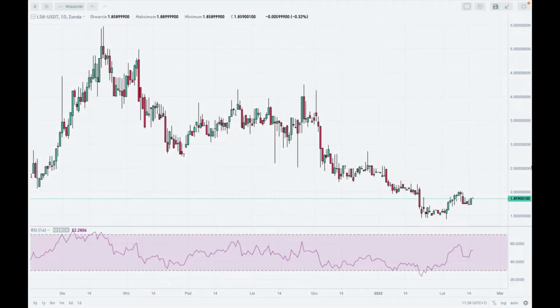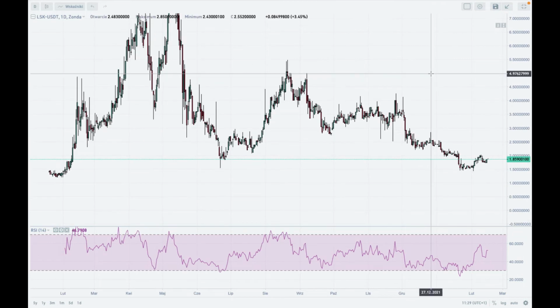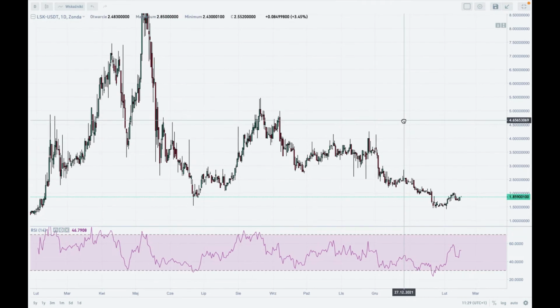Today is Wednesday, February 16th, 2022. So let's take a look at the Lisk cryptocurrency. This cryptocurrency is quoted to US Tether, and this is the daily time frame chart at the Zonda exchange. As you can see, I'm using the Japanese candlesticks, and let me just show you something interesting I have just spotted. So what do we have here?